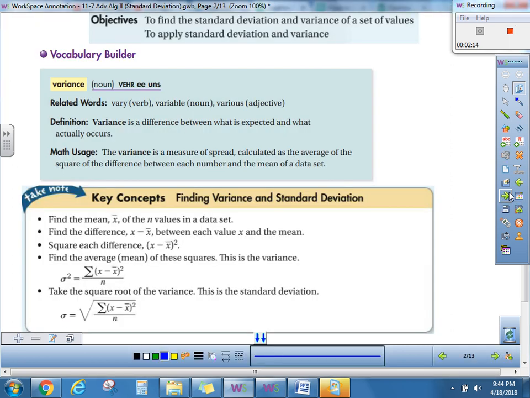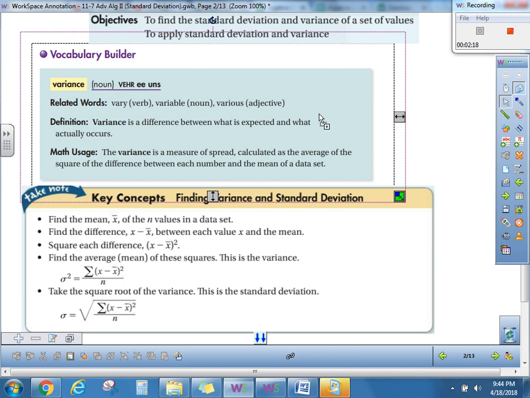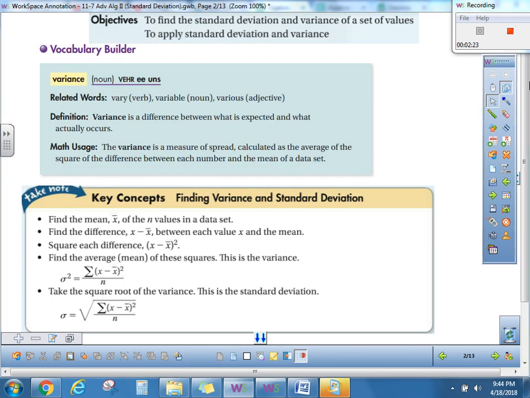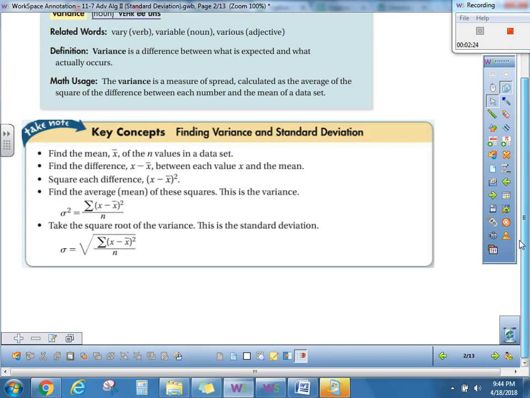Okay, so how in the world do we find standard deviation and variance? Well, there's a lovely formula with some symbols that we need to talk about. First of all, we talked about x bar representing mean. That little symbol right there, that's x bar. Whenever you see that, we're talking about the mean or the average of your data set.